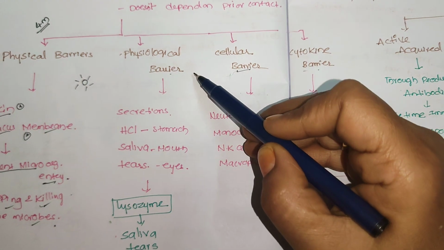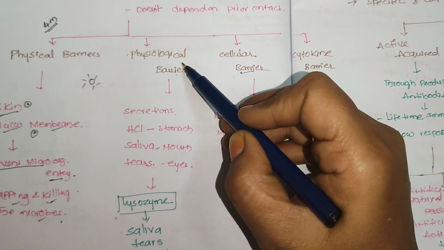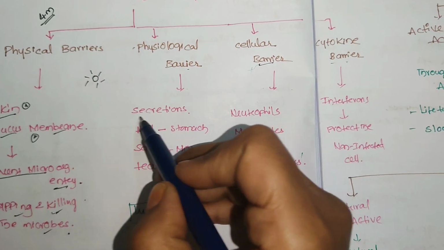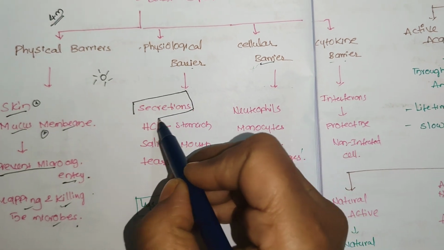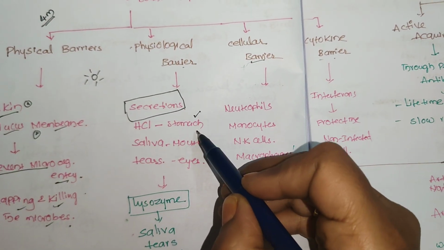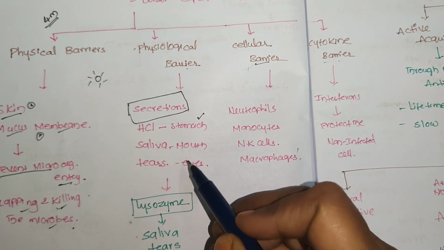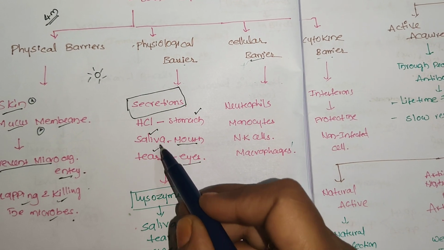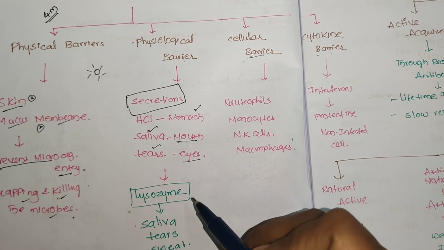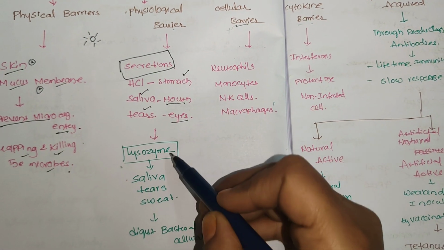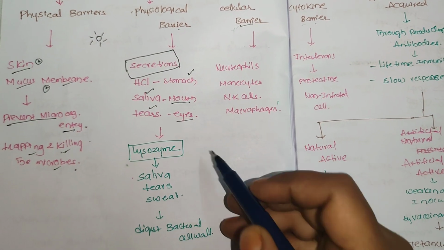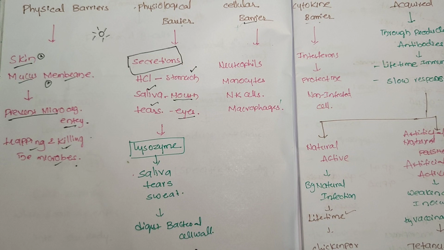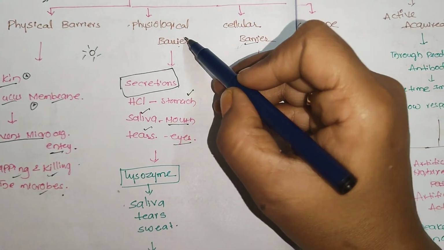Second, physiological barriers. Physiology means the functions of the organism. Physiological barriers defend with the help of their secretions. What are the secretions? In the stomach, HCl kills the microbes, in the mouth we have saliva, and in the eyes, tears. These are the physiological barriers. Commonly, in saliva, tears and sweat we have the enzyme lysozyme. This enzyme digests the bacterial cell wall. So the microbes are defended against by the secretions. This is the physiological barrier.